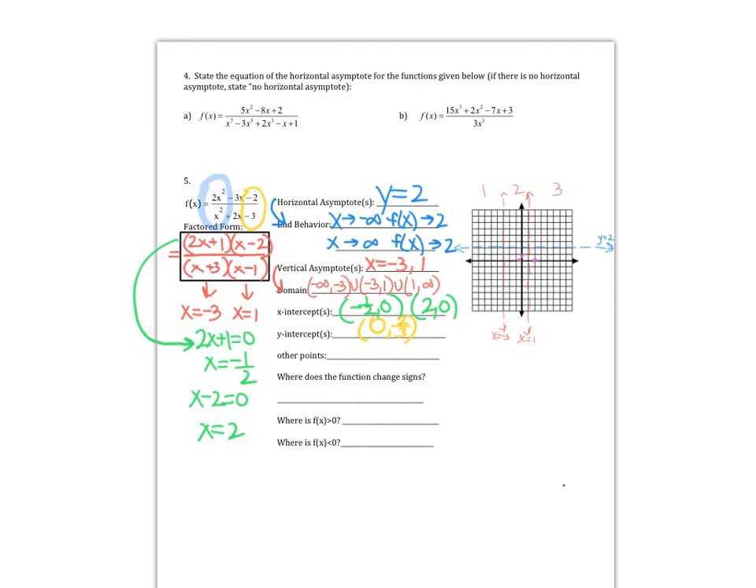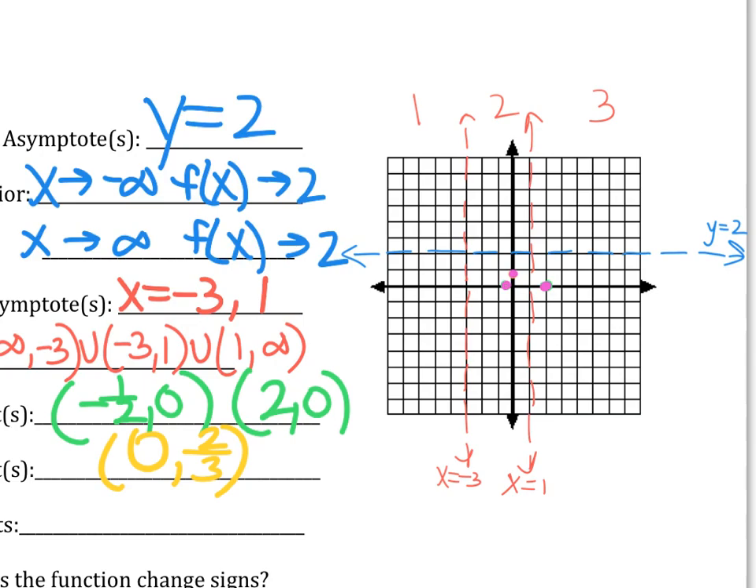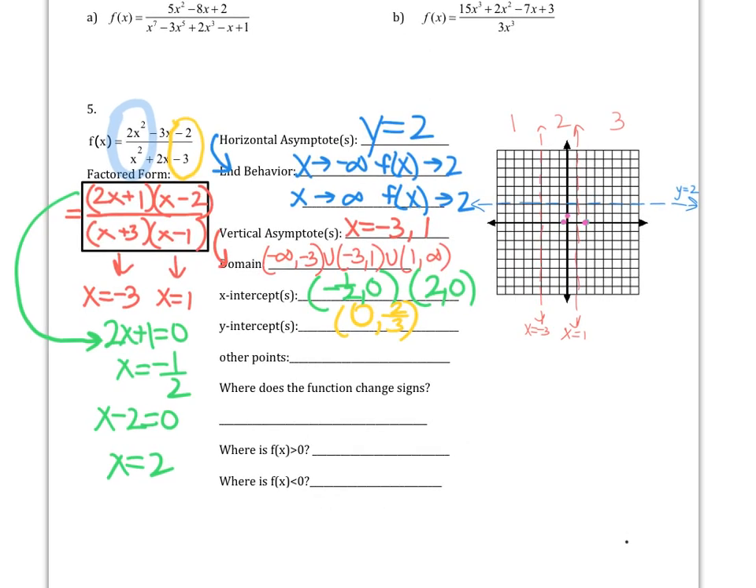And then it says other points. At this point, we don't have any points in that first lane. So what we can do is plug in negative 4 into our function and get an output. If we plug in negative 4 into our function, our output is 8.4.